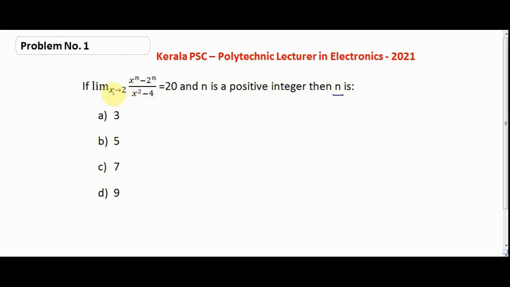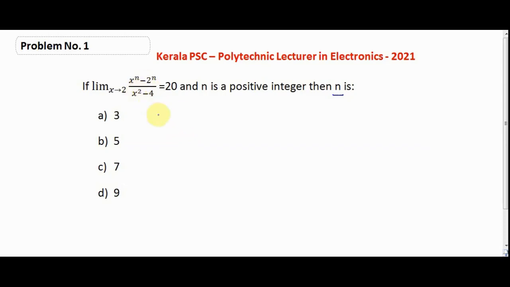Okay, so here the expression is that of a limit. It is saying that limit x tends to 2, (x^n minus 2^n) divided by (x squared minus 4) is equal to 20. So you may pause the video and try to solve this, try to find out the right answer. Now coming to the solution, here at first we may go for direct substitution.